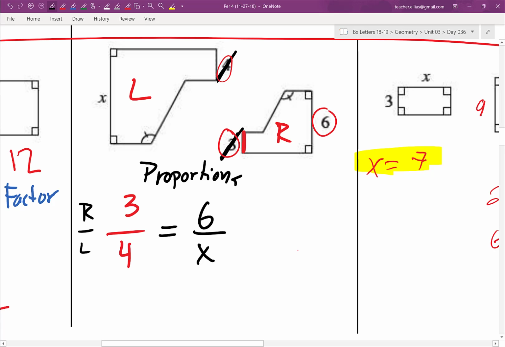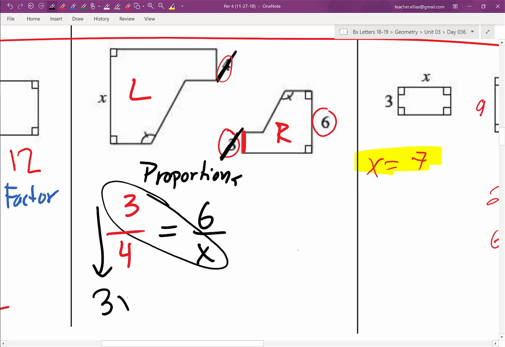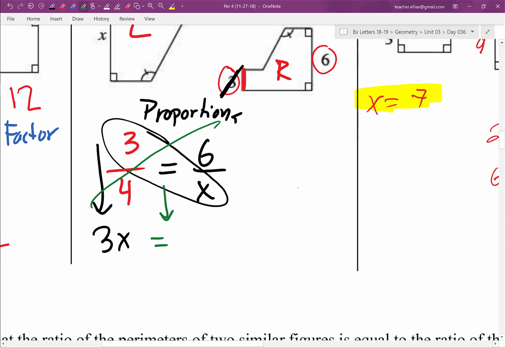How do you solve proportions? This is where you do crisscross multiplying. So 3 times x is how much? Then you're going to bring down that equal sign, and then do the other multiplication. Now you're going to do 4 times 6. And what will that give you? Now we're going to solve for x.